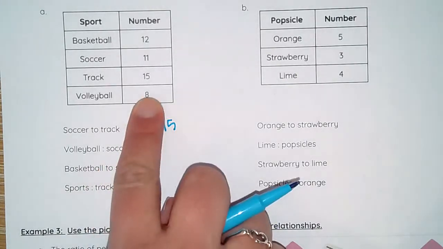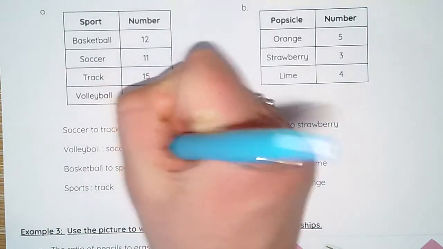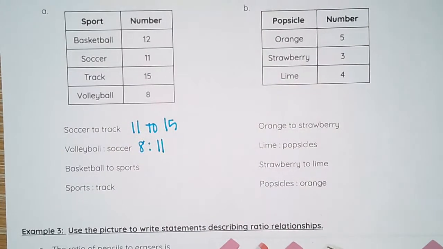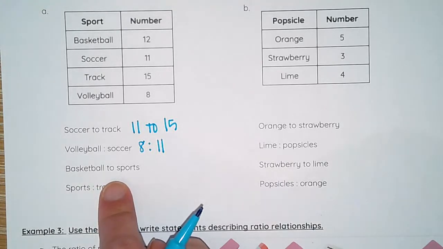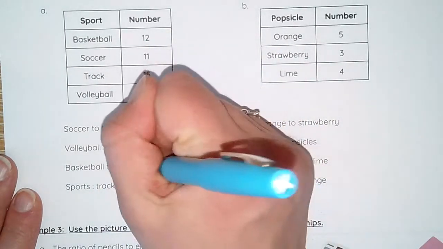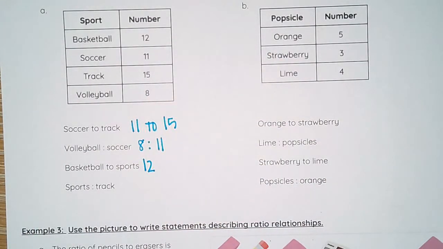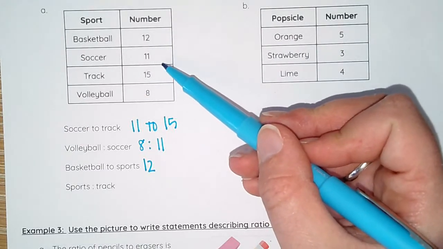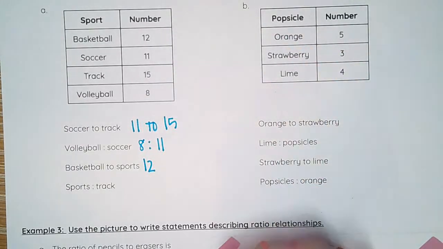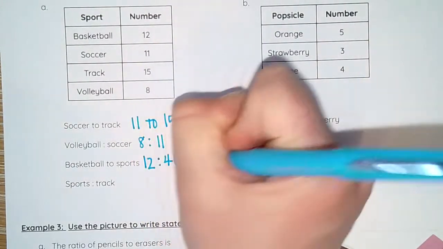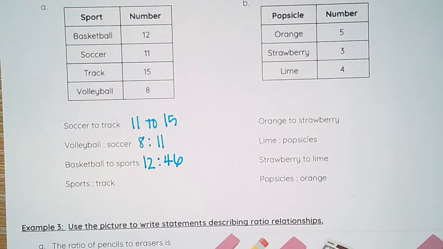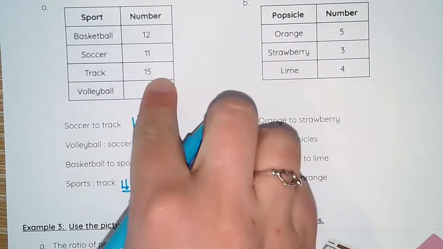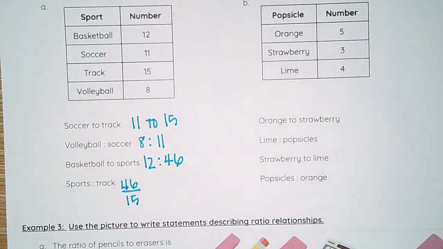Volleyball to soccer, 8 to 11. Basketball to total sports players. Well, basketball, there's 12. And then that sports means the total. So I would need to count all of these up. 12 plus 11 plus 15 plus 8 gets me 46. So my ratio would be 12 to 46. And then lastly, I have sports to track. So sports would be 46 and track players are 15 track athletes.